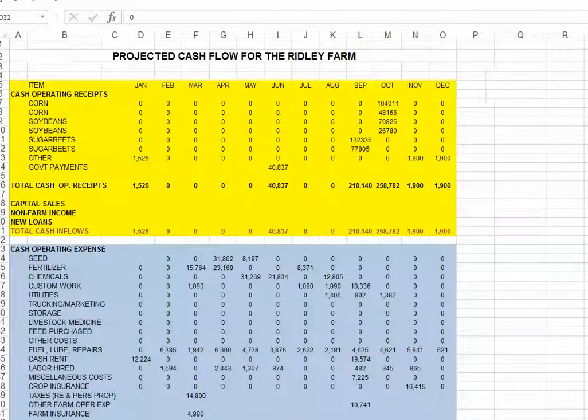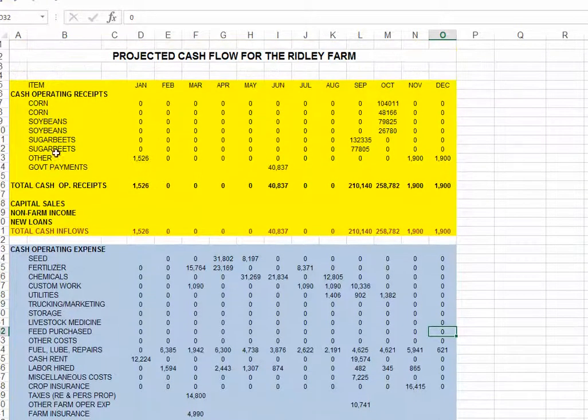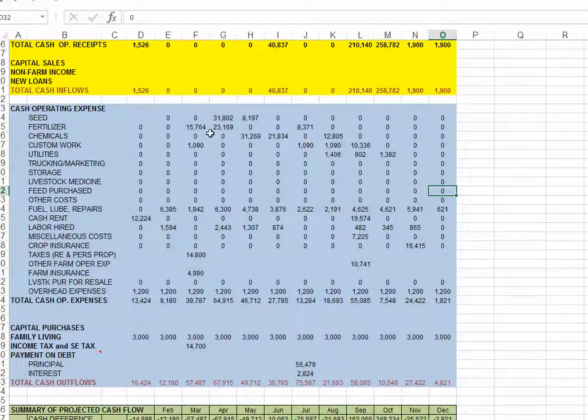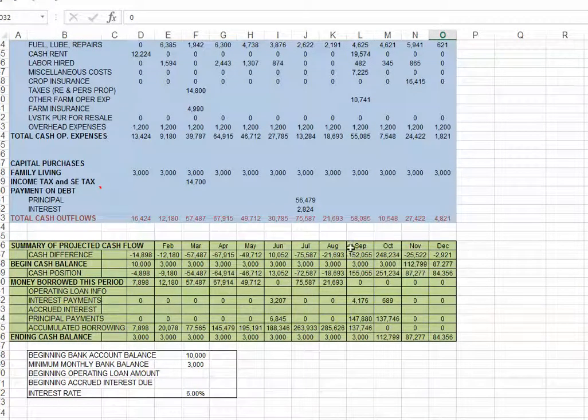This is a projected cash flow for the coming year. If you'll notice, I have broken it into three major categories. Those categories are the farm inflows, which is in the yellow background, the cash outflows of the farm, which is in the light blue background, and then down here in the green background we have what's referred to as the analysis for the farm if it needs to borrow money to run the farm. In other words, does it need an operating loan?